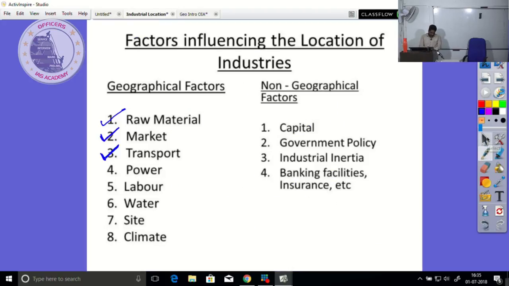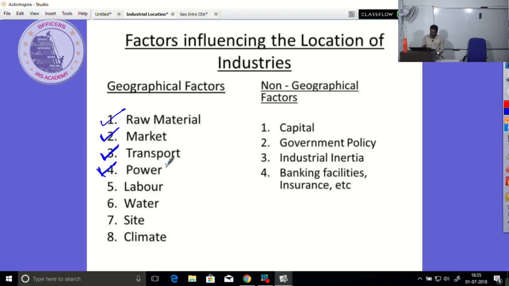So three factors we have justified, and the fourth factor is availability of cheap power. One advantage of power is that it can also be transmitted over a long distance. Still, what we are looking for is cheap and, very importantly, uninterrupted power.